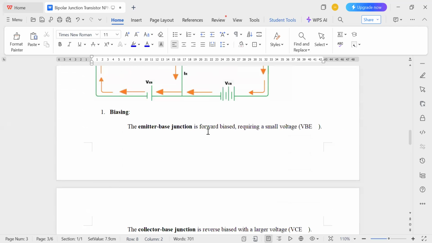Biasing: the base-emitter junction is forward biased. It requires a voltage VBE. This voltage is called VBE and this one is VCB, because this voltage is between base and emitter and this voltage is between collector and base.